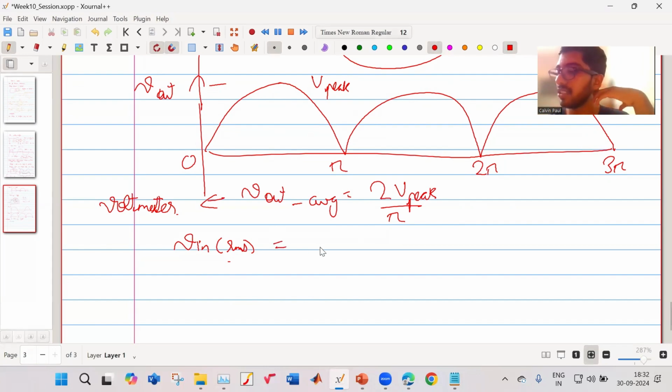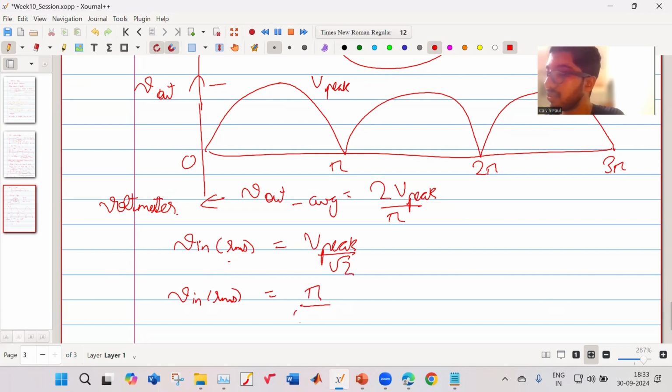You know my V in RMS is equal to V peak divided by root 2. So my V in RMS is equal to pi by 2 root 2 into V out average.